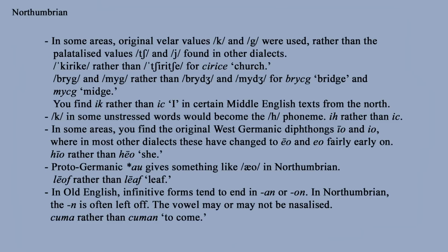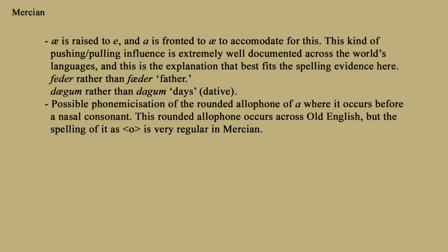Moving on to what's next, the Mercian dialect, which was spoken in this kind of area. One of the major features of pronunciation that shows up in spelling is the raising of "æ" to something like "e". And in a kind of reverse domino effect, this had a kind of pulling effect. It dragged "a" to front and become "æ" to fill its place. This is the most common interpretation of the spelling evidence, and it fits the best with our understanding of sound change. So this means that a word like "fæder" becomes "feder". Something like "dagum" becomes "dægum". Bear in mind, this only applies to the short versions of these vowels.